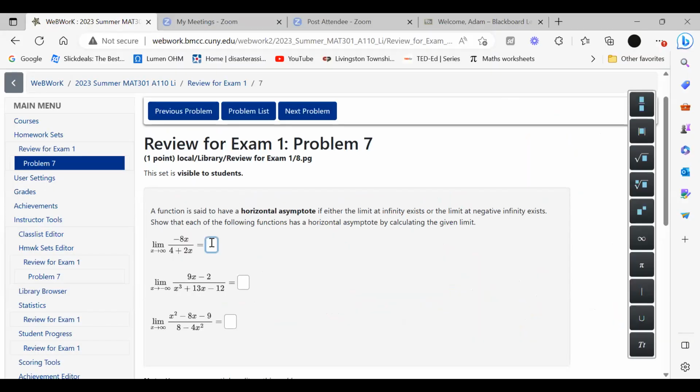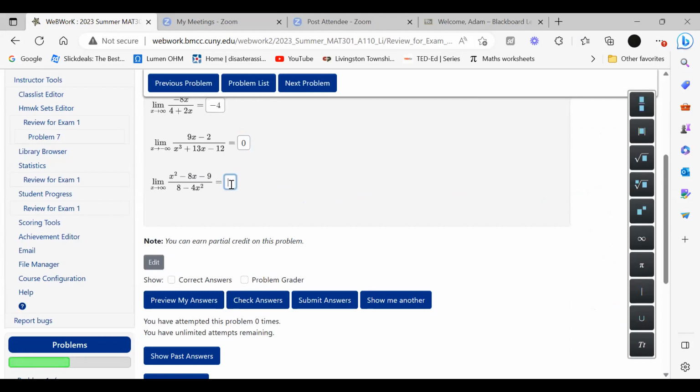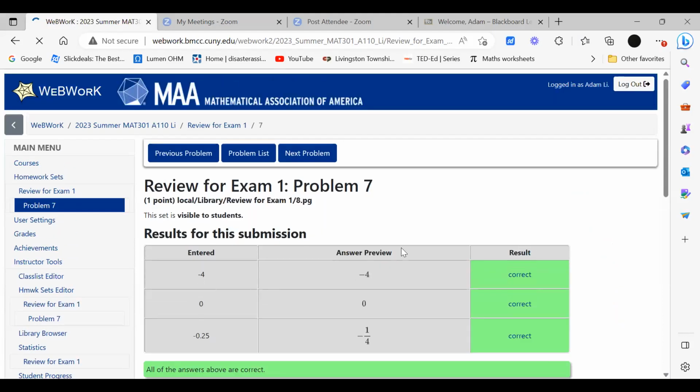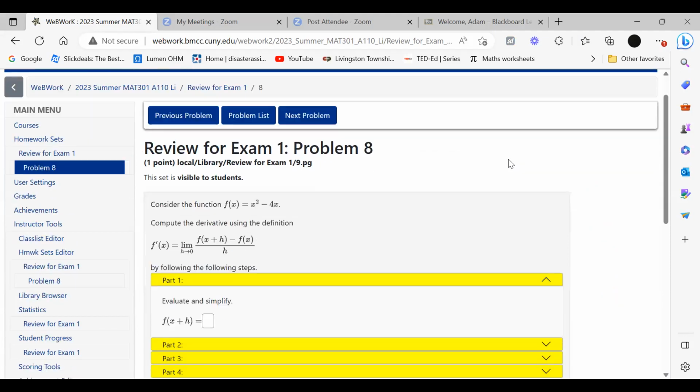So that's basically the answer for this one. The first one is negative 4, right? The second one is 0. The third one is negative a quarter. Great. Check it. It should be good, right? All right, so we're halfway through.